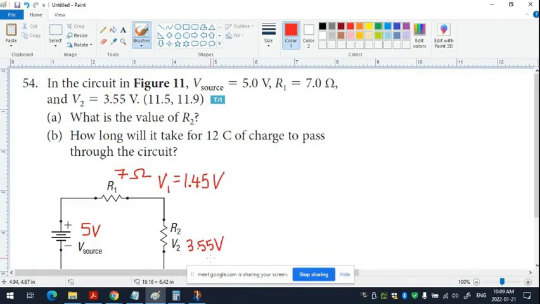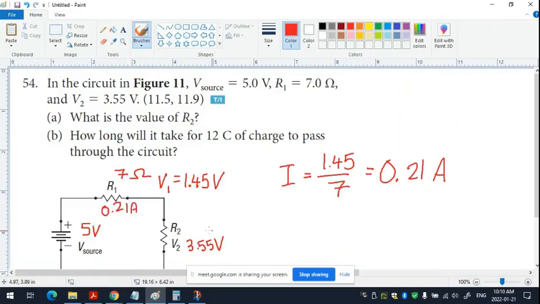Okay, so V1 is 1.45. I know R1, I know V1, so I can get the amperage. I is equal to 1.45 divided by 7. How much is that? 0.21, which means 0.21 here and also 0.21 here. So how can I find R2 now? Divide voltage by the amperage you just got.